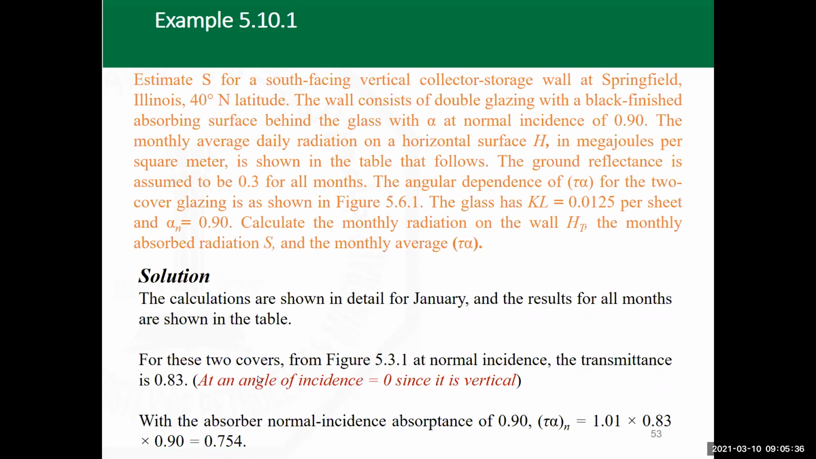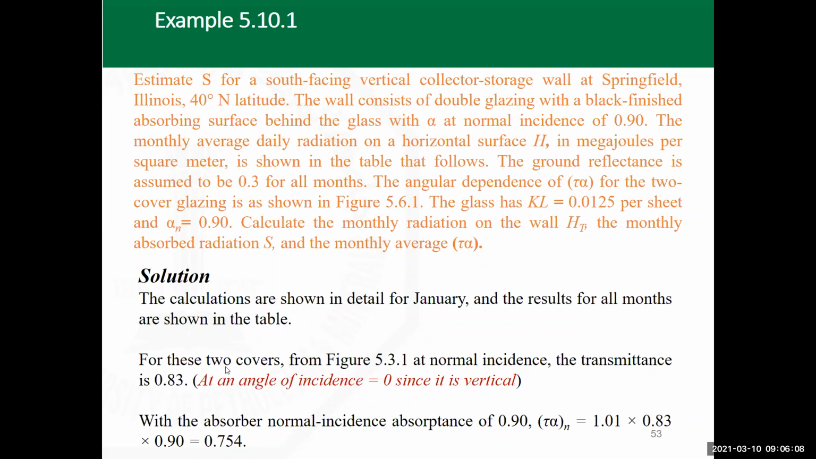For these two covers, we are talking about a two-cover system. So we're going to begin with figure 5.3.1 at normal incidence. Remember, they said here that the angle of incidence is supposed to be 0. Why 0? Because he said that it is a vertical collector setup. Because the collector is vertical, the angle of incidence is 0. So beta is equal to 90, and the angle of incidence is 0.